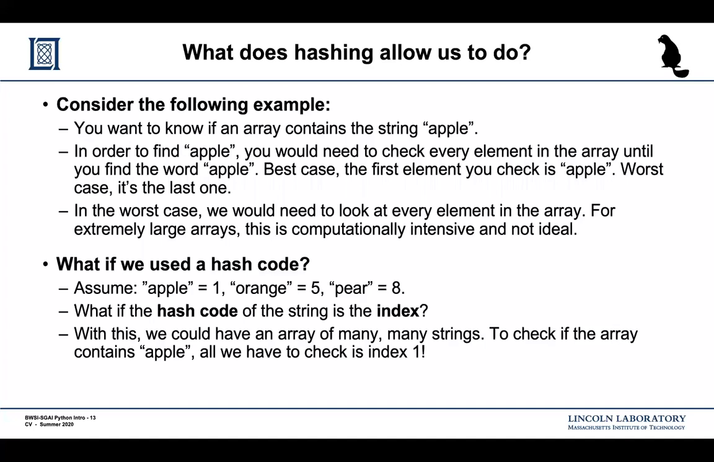Yeah, that's a quick example there, in order to find apple. That's basically what I just described, but with the whole cat thing. If you assume apple is 1, orange hashes to 5, pear hashes to 8, then you can have an array of many, many strings, and you can tell if apple is present just by looking at the starting memory index of the whole structure, and then that hash code.